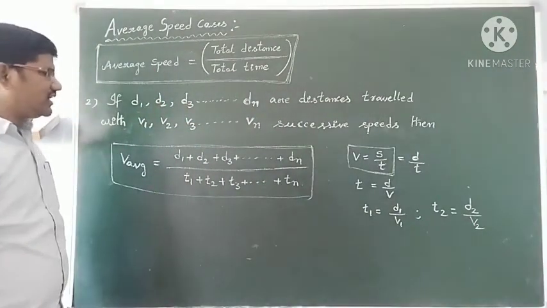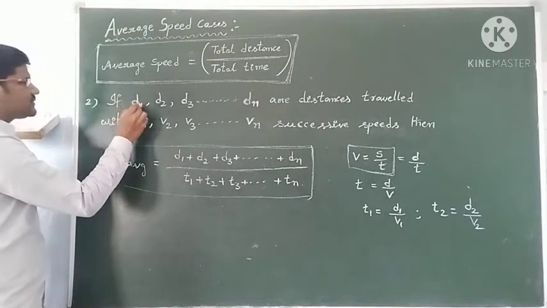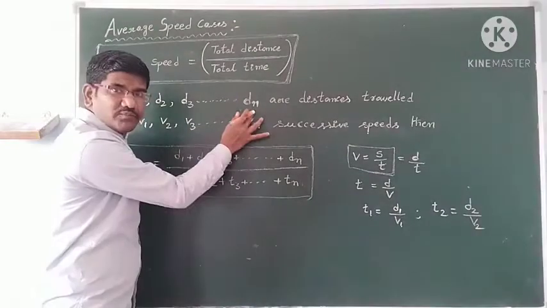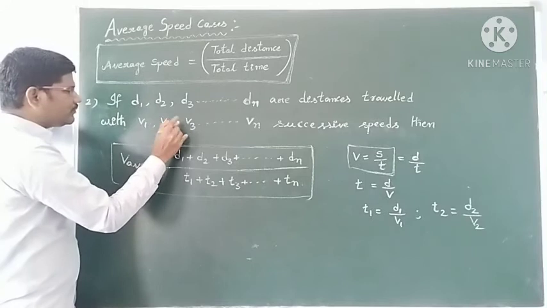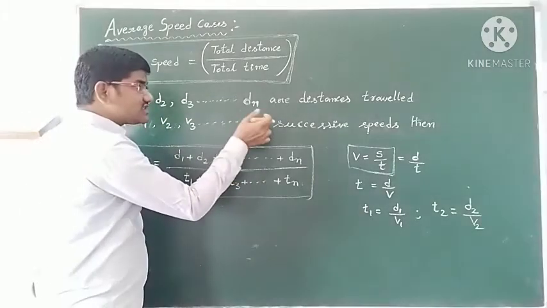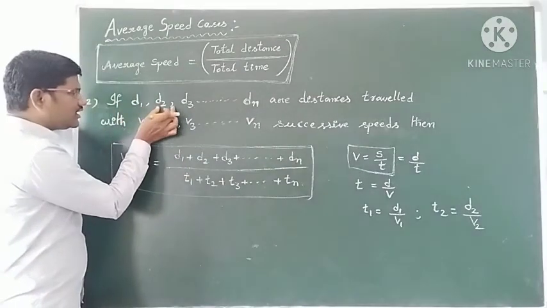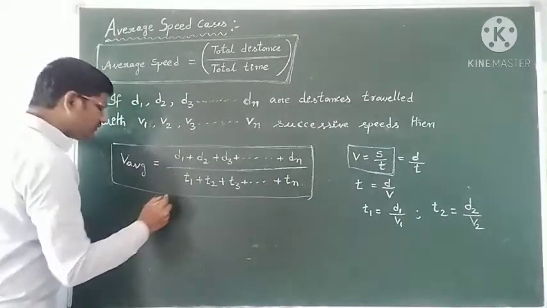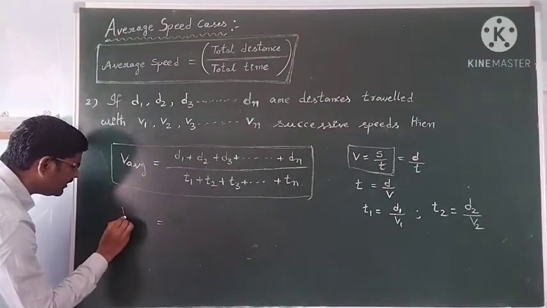Okay, so we can write like this. Here I have only distances. I have distances D1, D2, D3, etc. Dn are the distances traveled in V1, V2, V3, etc. Vn successive speeds. It means that first D1 distance in V1, D2 in V2, D3 in V3. Then instead of T1 I can write like this. Then our average speed formula will change like this.